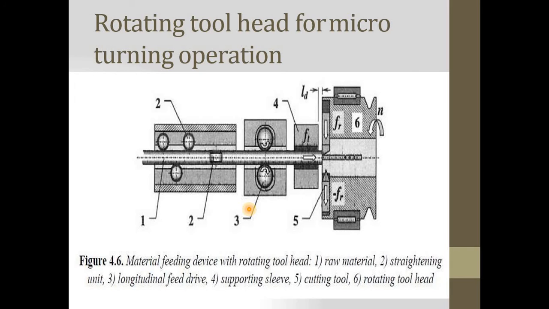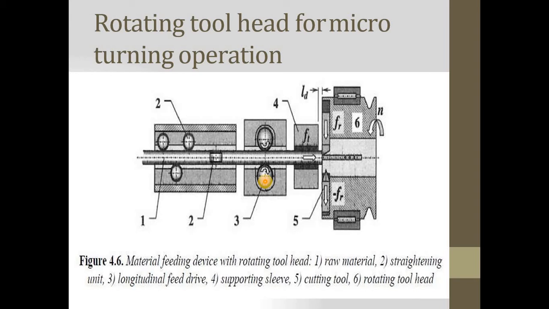So, rotating tool head for micro turning operations. Look at this. This is the material feeding device with rotating tool head. This is a raw material. This is the process of rollers, which is used for straightening. This is the longitudinal feed drive.